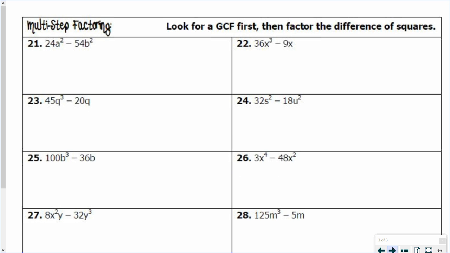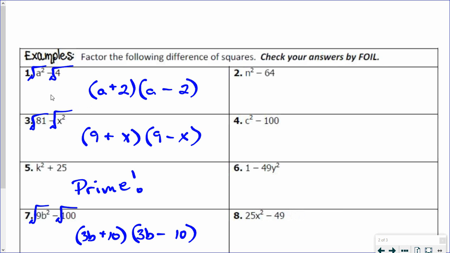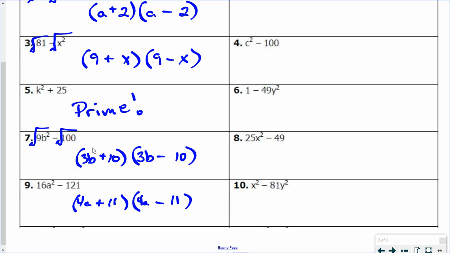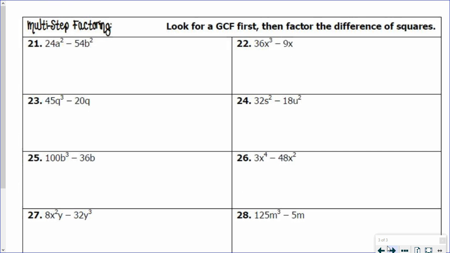All right, so let's look at this, multi-step factoring. So what this says is look for a greatest common factor first, then factor the difference of squares. So if you go back to these previous examples, there was nothing that could be factored out of these. So the truth is, when you have a polynomial like this, the first thing you should do is look to see, is there anything that can be factored out?